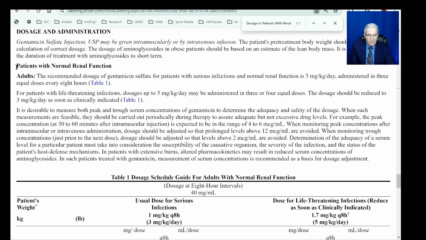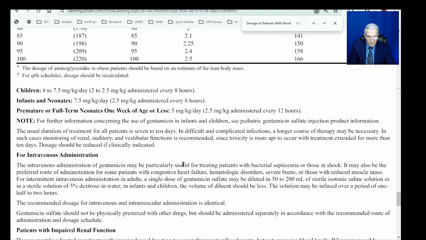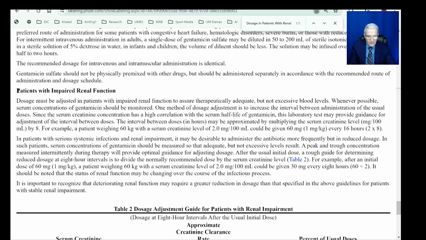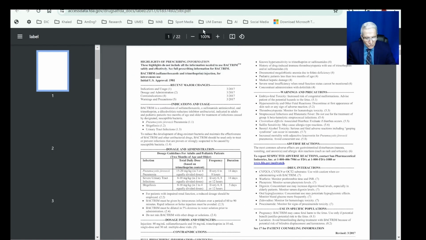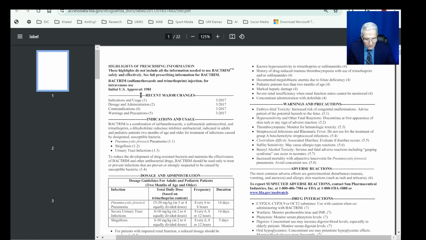You can see here we can prescribe it for patients with normal renal function. We have some instructions. What happens to the patient with decreased renal function? Okay, so you can see here patient with impaired renal function. What they said here: dosage must be adjusted in patients with impaired renal function to assure therapeutic adequacy but not excessive blood level. So it's very important to adjust the dose in the patient.